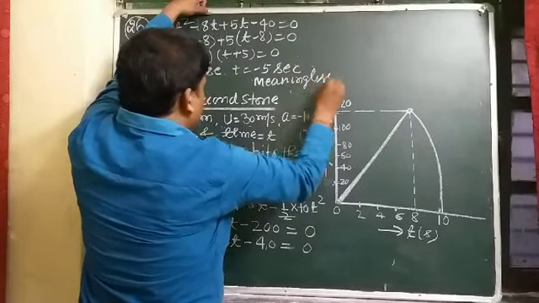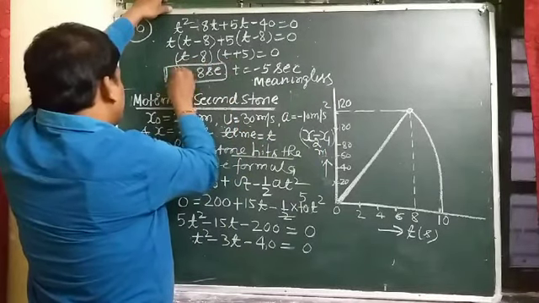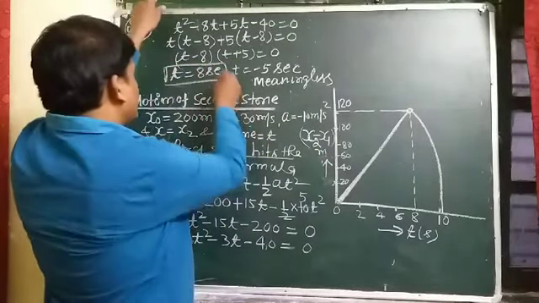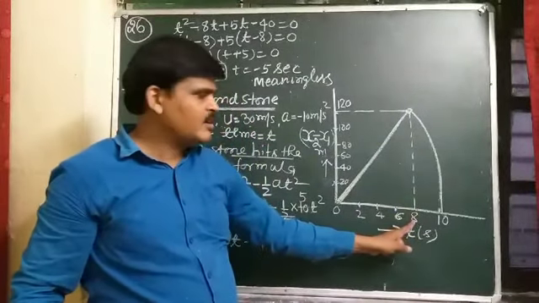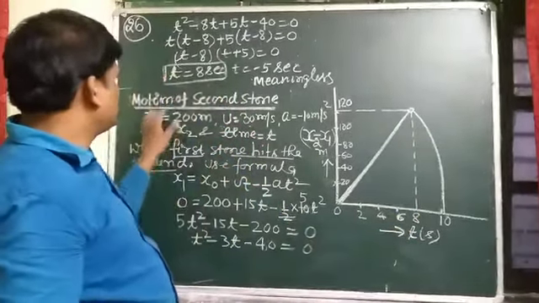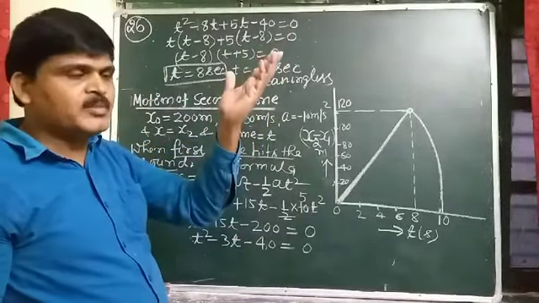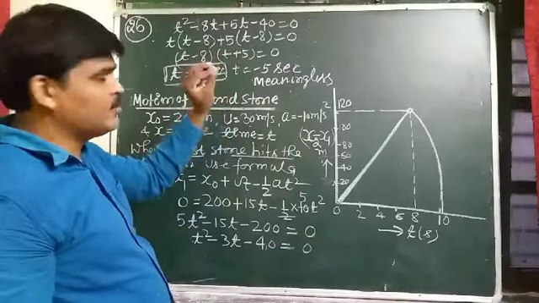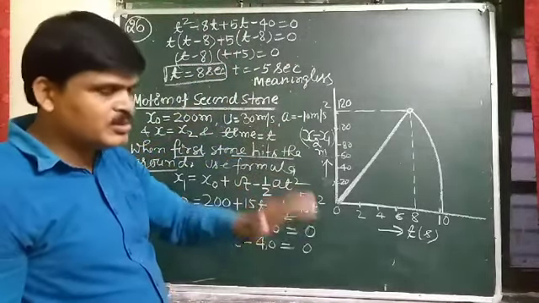Meaningless. T equal to 5 second. So after time t, which is 8 second, the first stone hits the ground. Now, student, motion of the second stone. The second stone is thrown from the same cliff at the same height, 200 meter, and after some time t the second stone will also hit the ground.